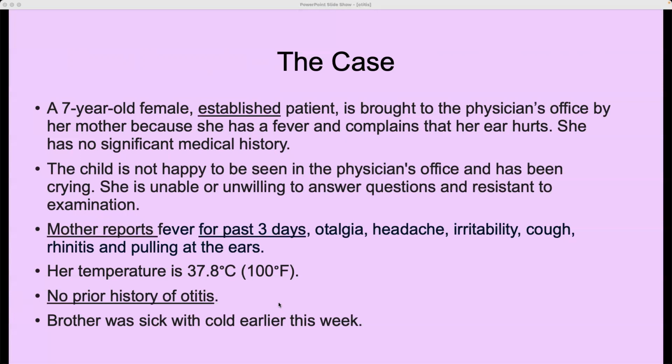Okay, what do we need to know in order to determine the code? What you need to do is read the case and then pull out the information, underline the information that you need in order to select the code. A lot of this will not be relevant to code selection. Okay, first we see she's an established patient. Then we see that the mother reports the information. So we have a historian here. No prior history of otitis, so this is not recurrent otitis.